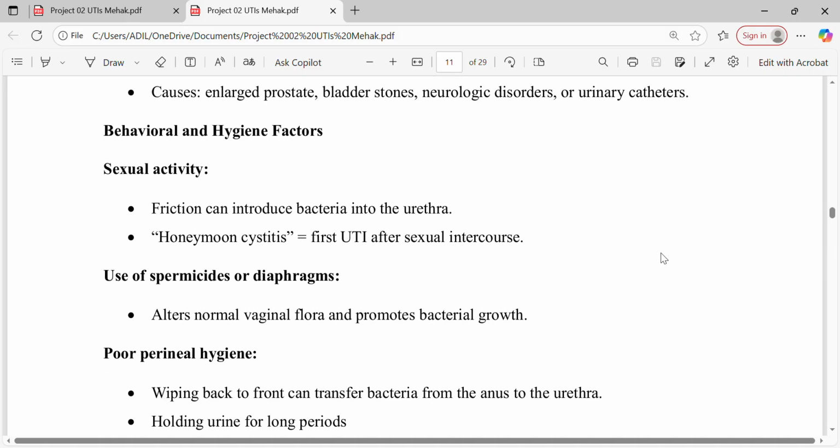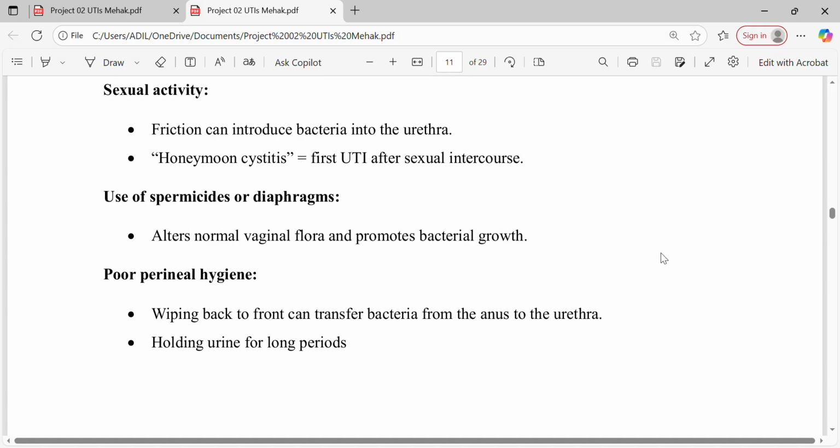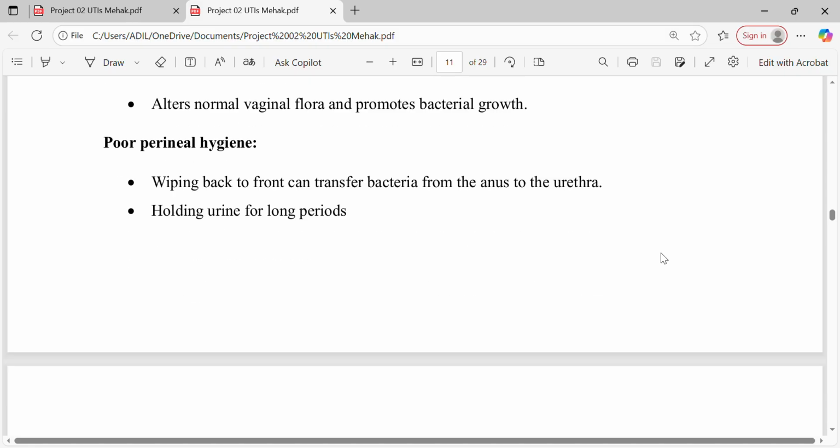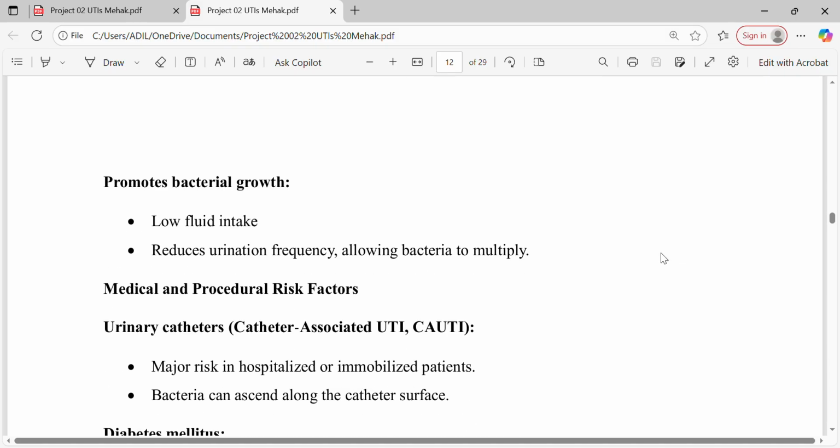Sexual activity. Friction can introduce bacteria into the urethra. Honeymoon cystitis, first UTI after sexual intercourse. Use of spermicides or diaphragms alters normal vaginal flora and promotes bacterial growth. Poor perineal hygiene. Wiping back to front can transfer bacteria from the anus to the urethra. Holding urine for long periods promotes bacterial growth. Low fluid intake reduces urination frequency, allowing bacteria to multiply.